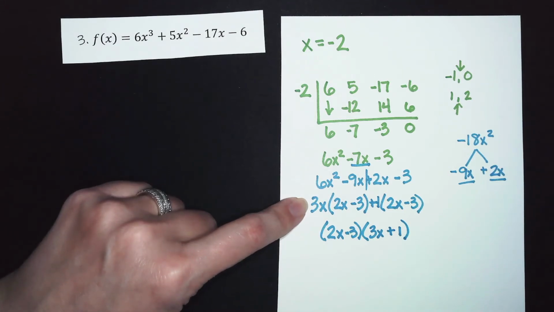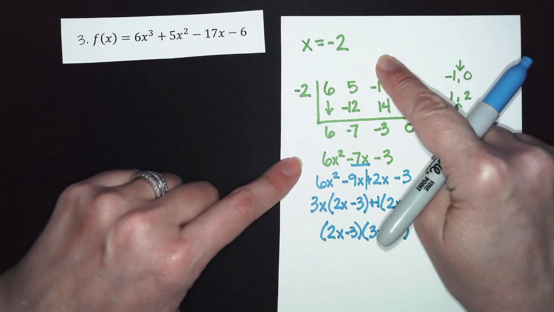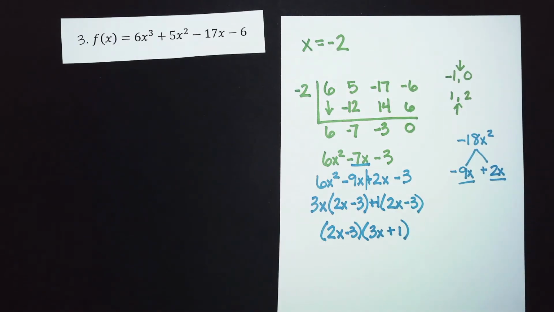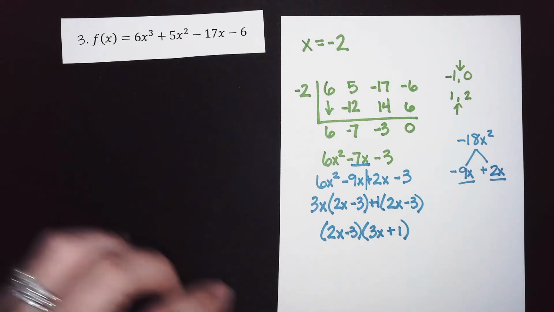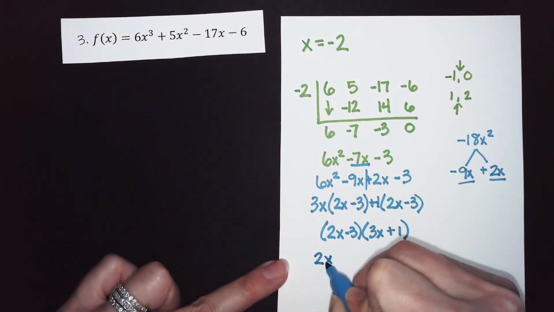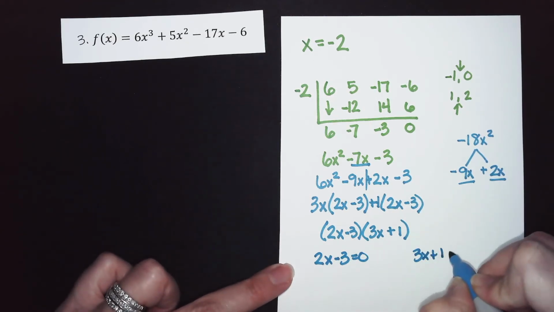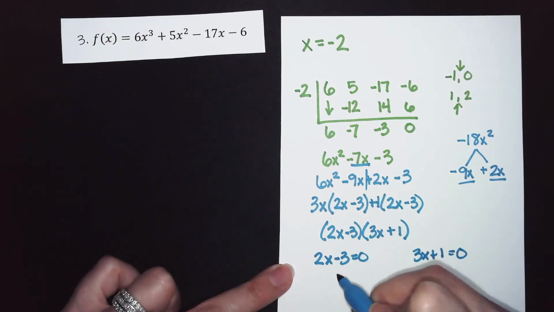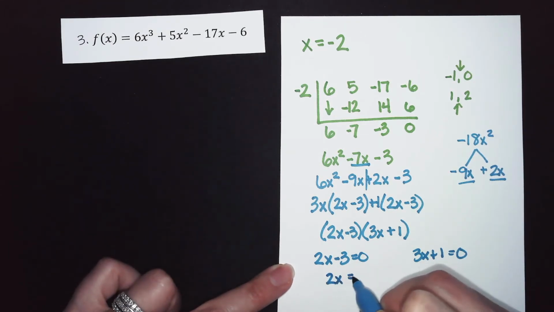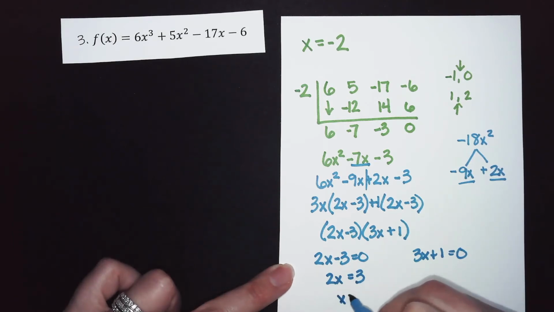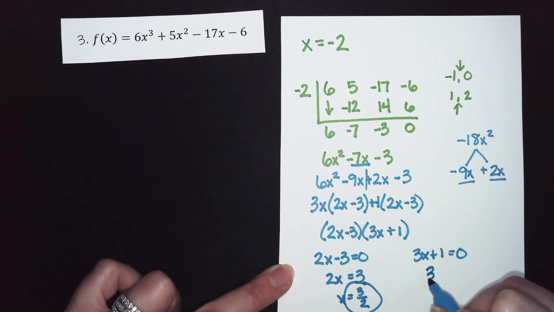So to find my other two factors or zeros or however we want to call it, we're going to set each of these equal to 0. So I have 2x minus 3 equals 0, and I have 3x plus 1 equals 0. So I add 3 to both sides, so I get 2x equals 3. And I divide by 2, so x equals 3 halves. So that's going to be one of my answers. And here I'm going to subtract 1 from each side, so 3x equals negative 1. Divide by 3, x is going to equal negative 1/3.